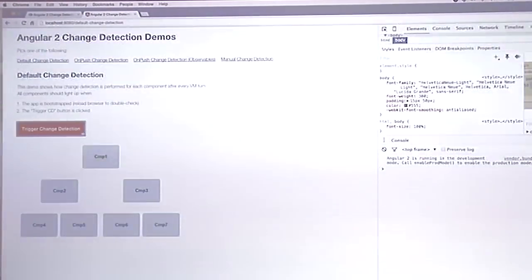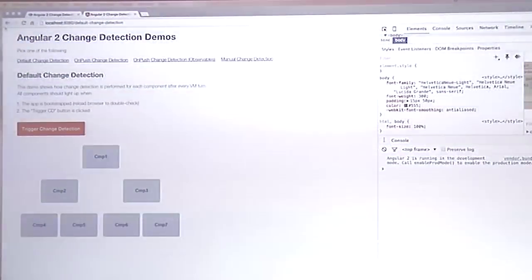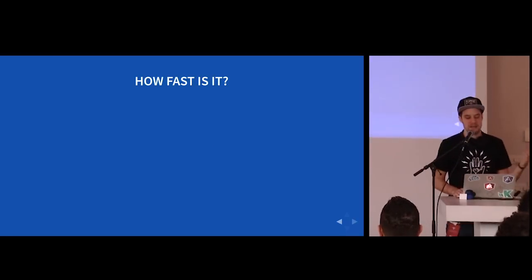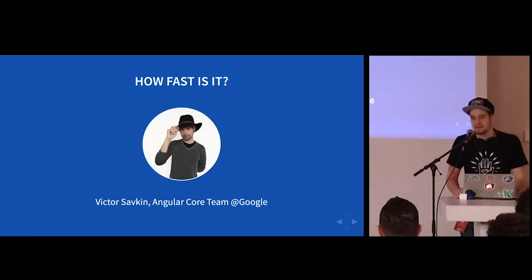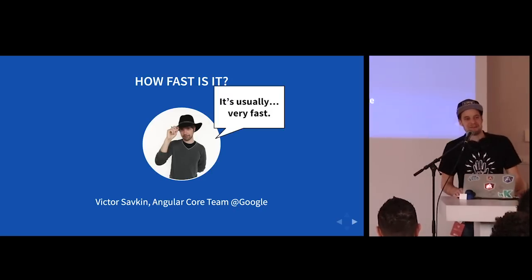Okay, so I click this button, and you can see everything turns green. Okay, it performs change detection. Nice. Okay, back to slides. Boom. So now the big question is, how fast is it? Well, change detection is mainly implemented by Victor Savkin, core member of the Angular team. And he says change detection is usually very fast.